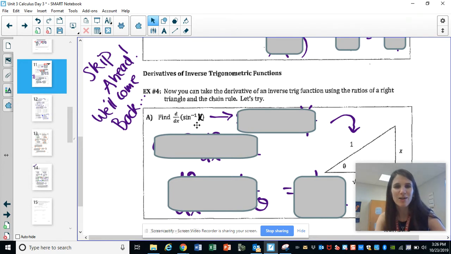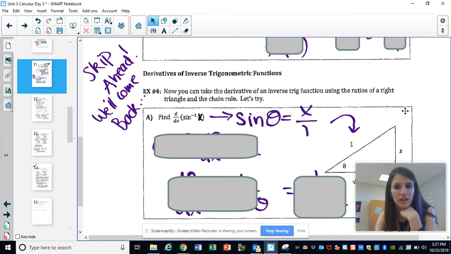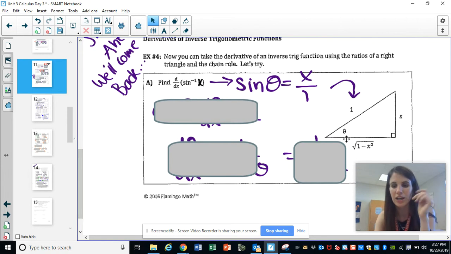All right, let's think about what this means though. Using our same method that we've been using, what are we actually trying to think about? Well, sine inverse of x. What does that mean? That means we're actually looking for when the sine of theta is equal to x over 1. That's how we get this little triangle over here. If this is our angle theta, sine is opposite over hypotenuse, which is x over 1. And we get this third side by doing the Pythagorean theorem, a squared plus b squared equals c squared. So that's kind of nice for us, we get this little triangle with all the different sides.